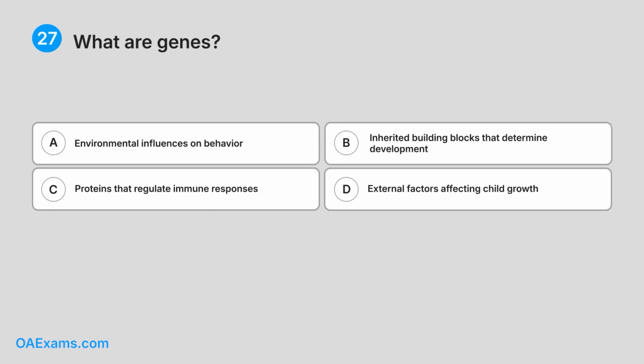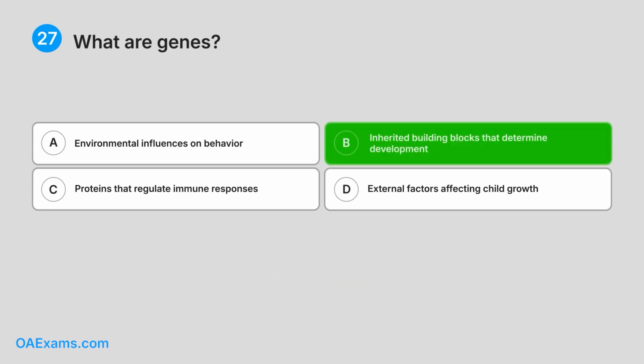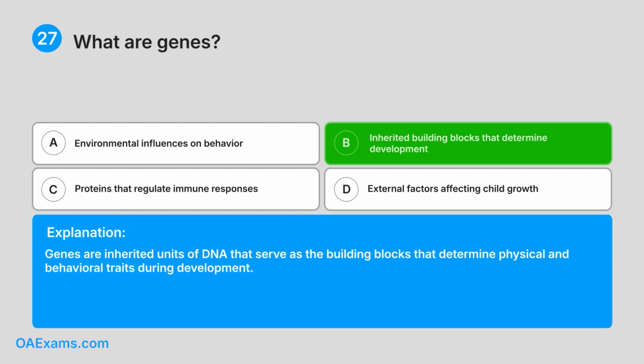27. What are genes? A. Environmental influences on behavior. B. Inherited building blocks that determine development. C. Proteins that regulate immune responses. D. External factors affecting child growth. Can you guess the answer? Correct answer. B. Inherited building blocks that determine development. Explanation. Genes are inherited units of DNA that serve as the building blocks that determine physical and behavioral traits during development.